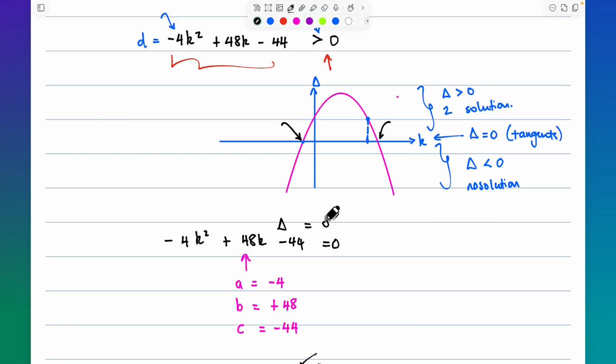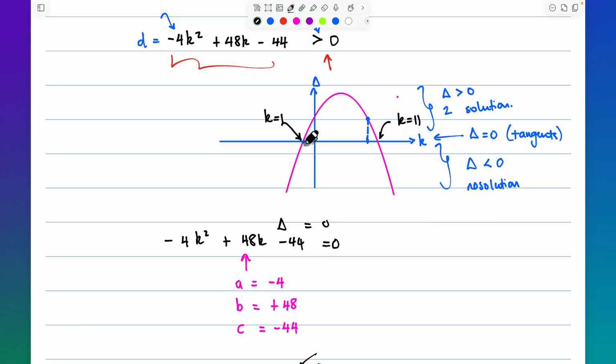Why is it that we are not saying greater than 0? Because all we're saying is, okay, we just want to know where does it cross. We know it crosses at k is equal to 1 and k is equal to 11, right? It's not really accurate here because it's going in the negative direction, but that doesn't really matter.